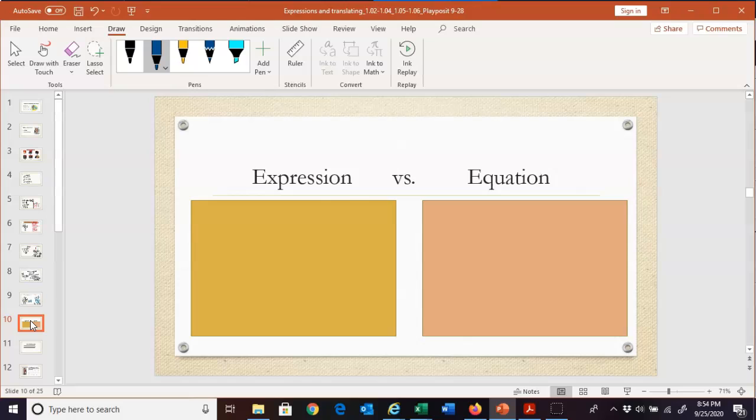All right, moving right along, we're going to talk about the difference between an expression and an equation. And I bet you can guess just based on this word, right? So an equation has an equal sign. That is the main difference. And an expression does not have an equal sign. That's all we're going to put there. Those are the main differences.